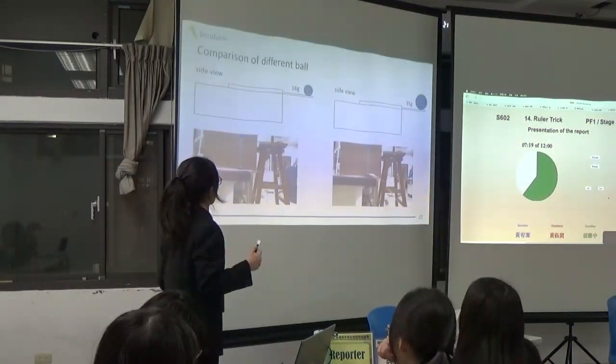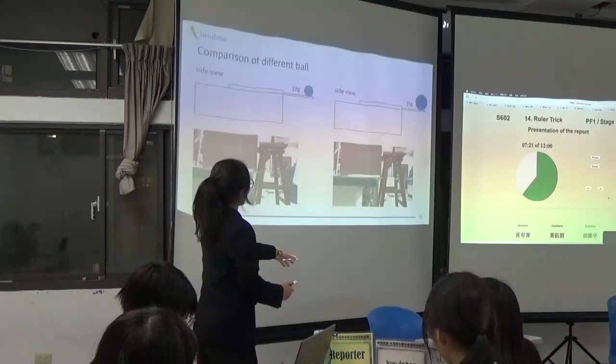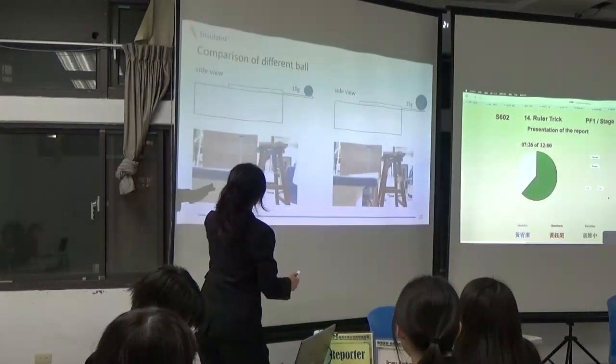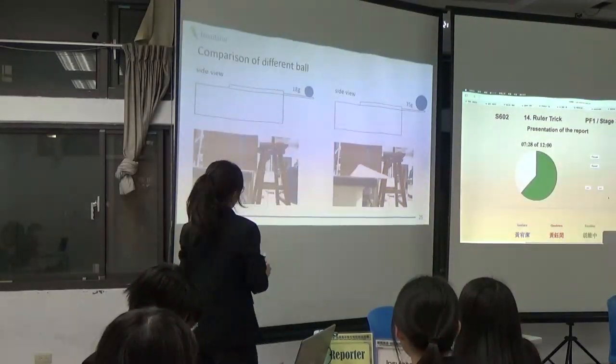And that is a comparison of different balls. And you can see the one which has the bigger weight versus the one which has the smaller weight. You can see this one will fall and this one will remain on the table.